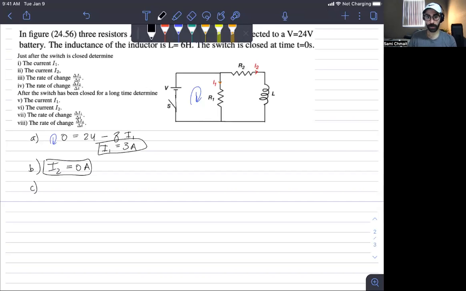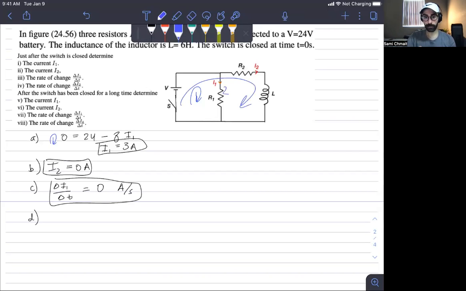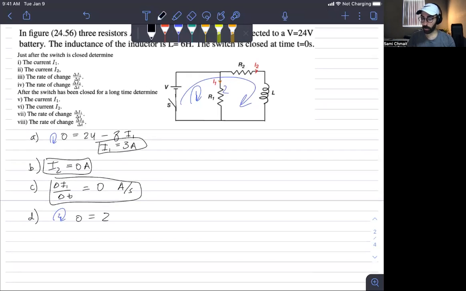So delta I1 over delta t is equal to 0 amps per second. All right, part D. Now we're asked for the rate of change of I2, delta I2 over delta t, immediately after the closure. So why not do a loop again? Do a loop, call it I2. With I2, we start behind the battery, so 0 plus 24.